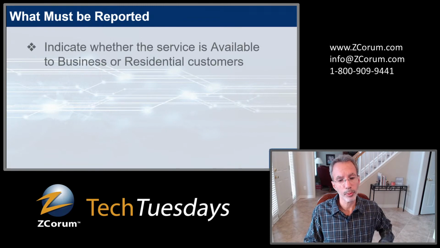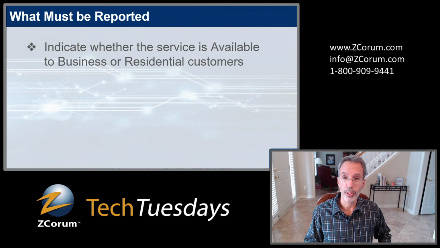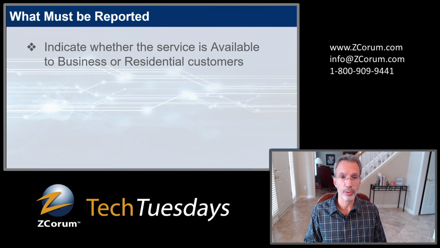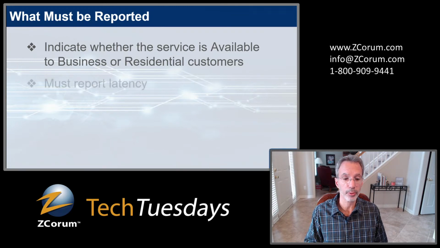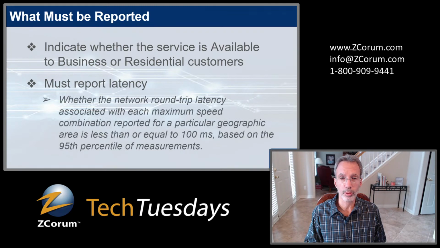So again, what must be reported? You have to indicate whether the service is available to business or residential customers. So if you're providing the service to just businesses in the area, you have to indicate that, and that you're not providing it to residential customers. You have to report latency. So this is not quite as onerous as it sounds, because you don't have to report exactly what your latency is, but you have to meet a threshold and report whether or not you're meeting it.